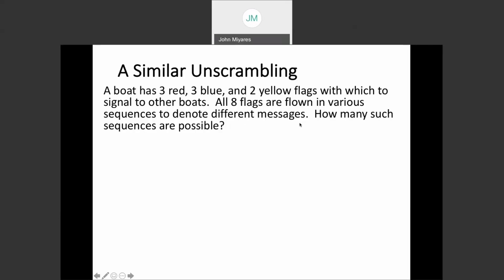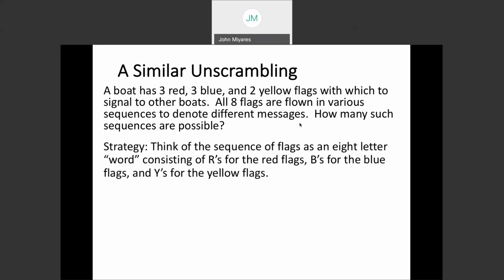Here's a similar problem that doesn't involve specifically rearranging letters in a word, but does involve permutations with repetition. A boat has 3 red, 3 blue, and 2 yellow flags with which to signal other boats. All 8 flags are flown in various sequences to denote different messages. How many such sequences are possible?